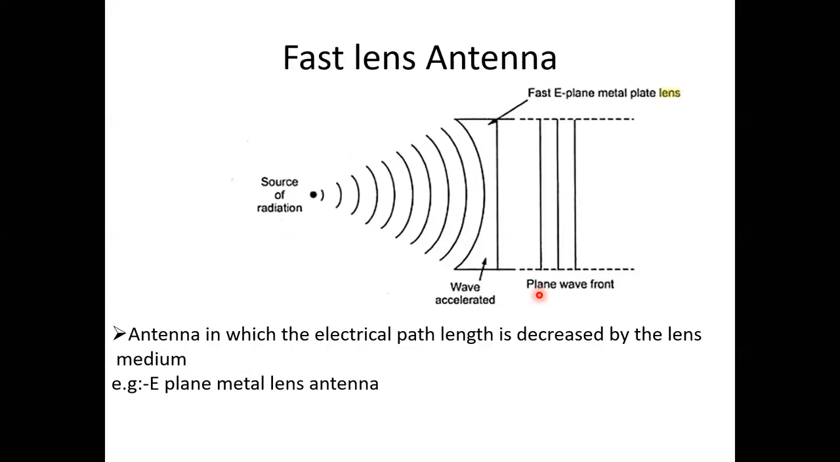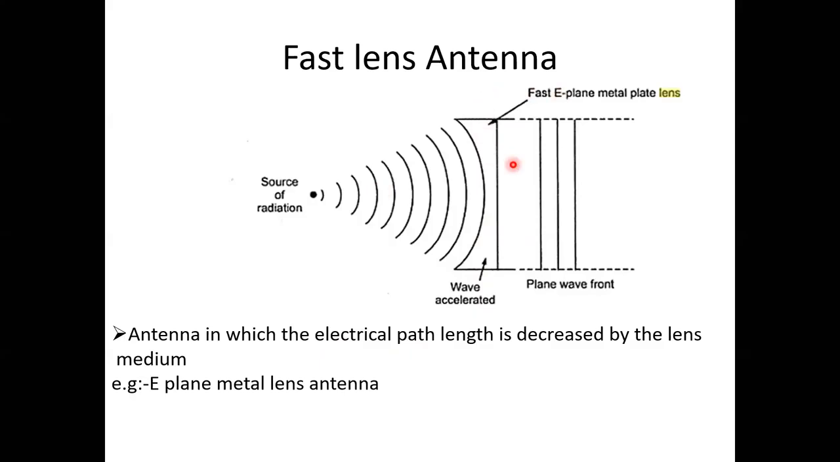Now next type is fast lens antenna. In case of fast lens antenna, we use convex lens. So in this case, because of the material or the lens used, the electrical path length is decreased by the lens medium. So the wave will get accelerated. As it is transmitted through this convex lens, the wave will get accelerated. So the path length will decrease, and this is known as fast lens antenna.